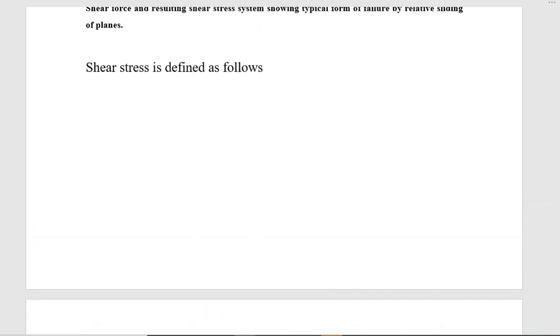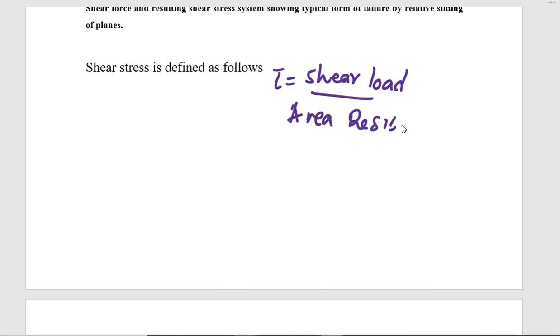Now, having had that introduction, we can define shear stress. Therefore, shear stress is defined as shear load. This is shear stress tau equal to shear load divided by area resisting shear.